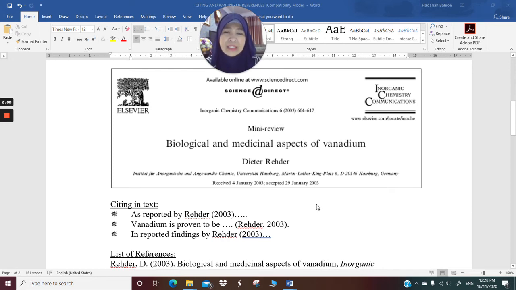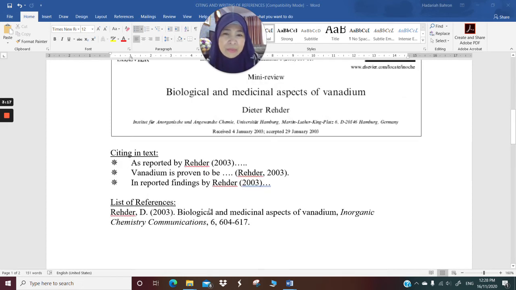Now, if you find something interesting and related to the work that you are doing and you would like to cite that information in your chapters in the thesis, there are many ways for you to cite the information. These are three common ways that you can use. The first one is: as reported by Rehder (2003). He might be writing many papers, so we have to specify which paper you want to cite.